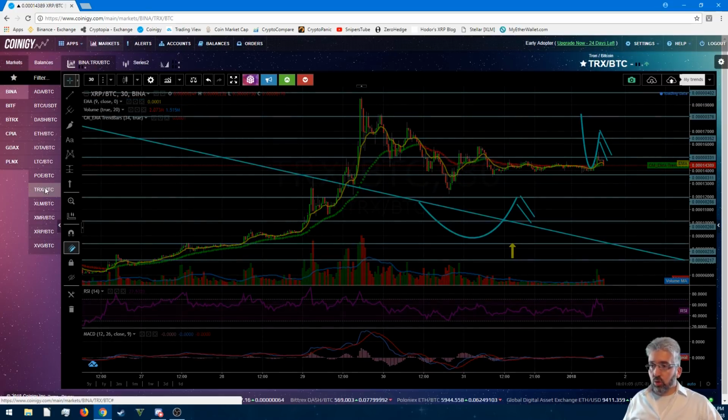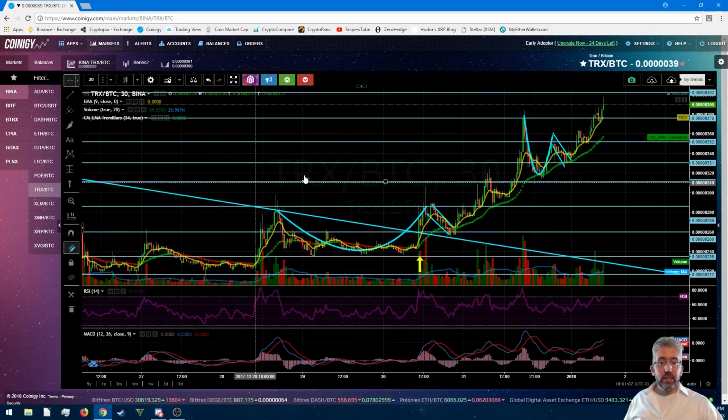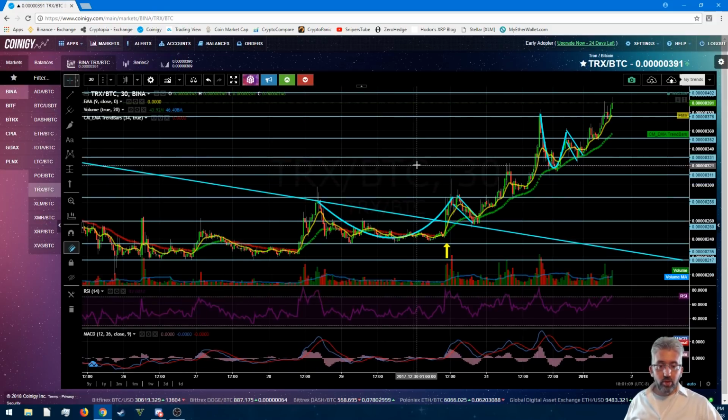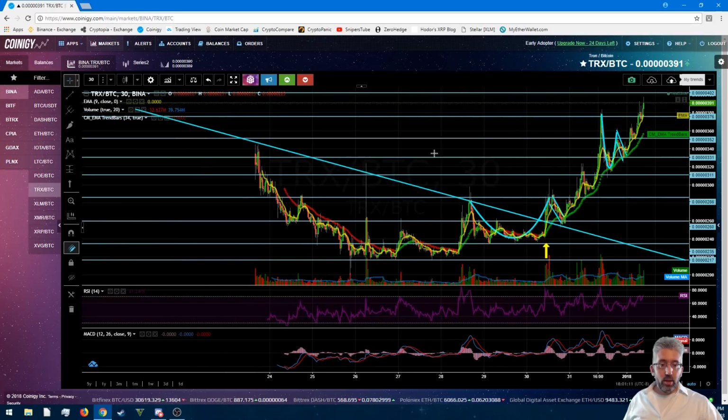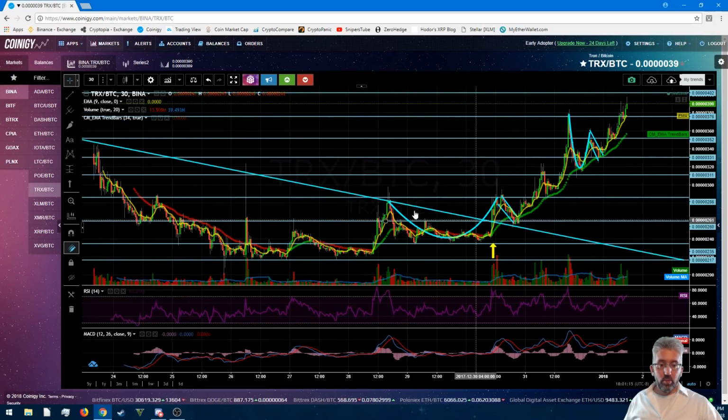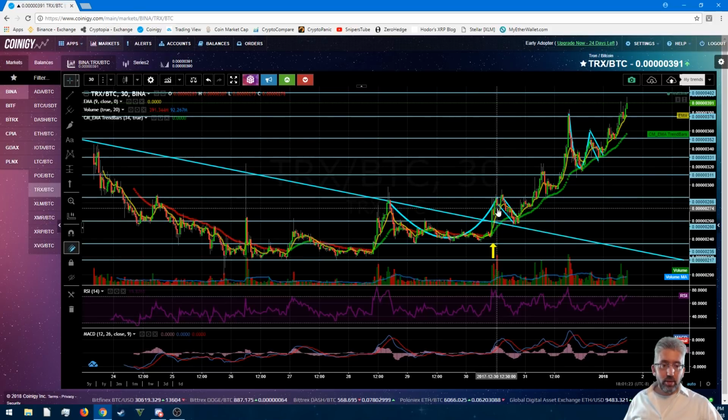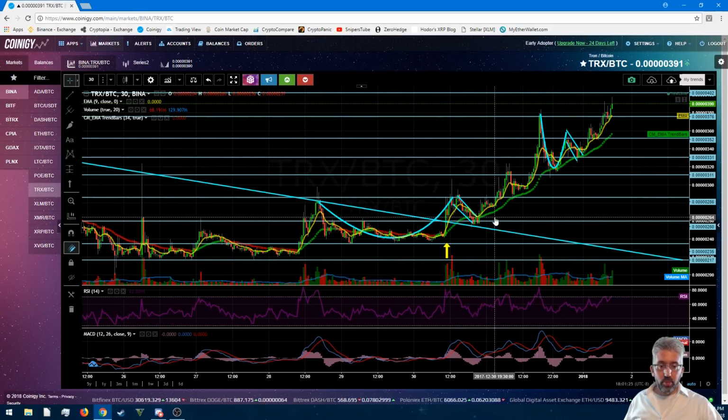Let's go to Tron because I'm going to show you a couple of these. What we have here in Tron was basically a very huge descending triangle, and if it didn't break out, it would definitely go down even more. However, it did break out. I did not predict that. However, when this happened, a box appeared right here, just like Naeem likes to point out.